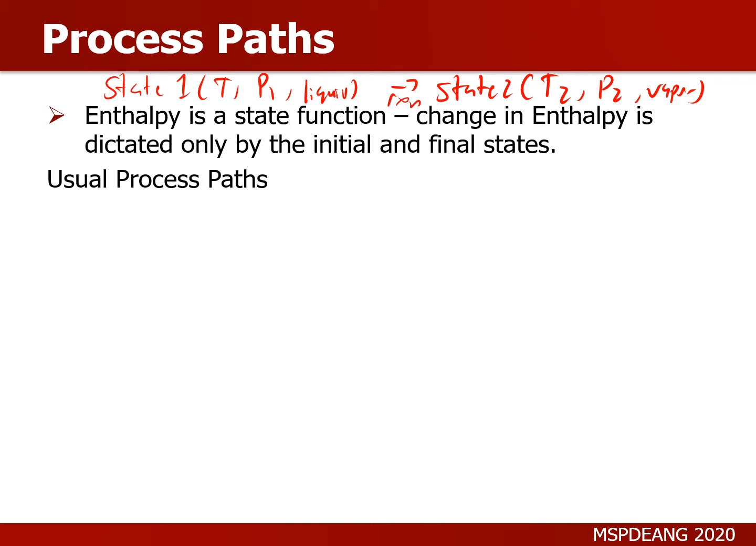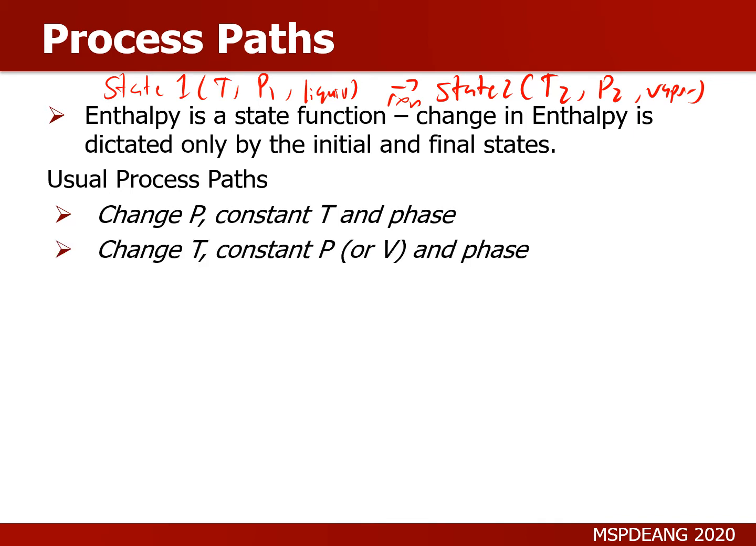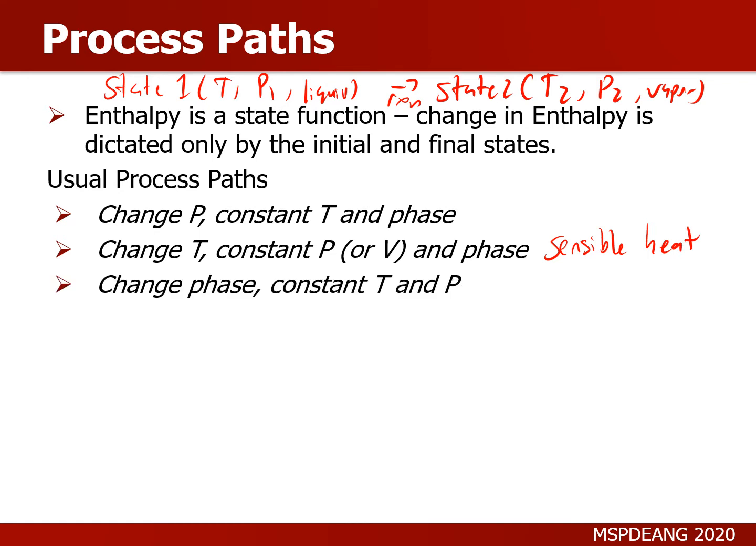So the usual process paths that we take are a change in pressure, holding temperature and phase constant. We also have a change in temperature, holding pressure or volume and phase constant, and this is known as your sensible heat. You also have a change in phase at constant temperature and pressure, and this is known as your latent heat.